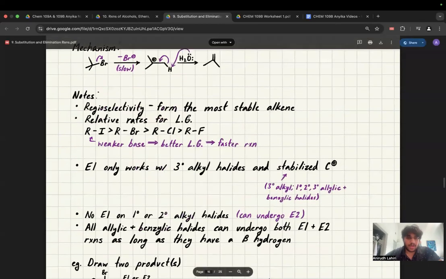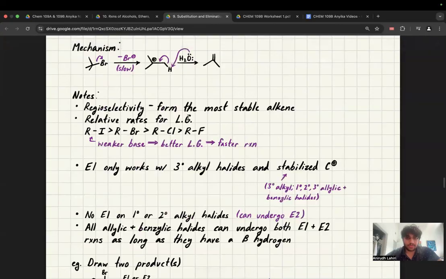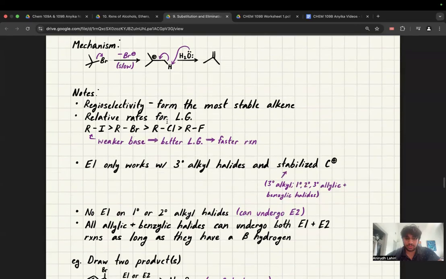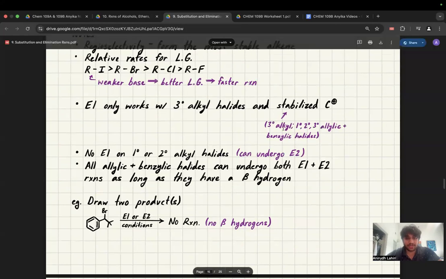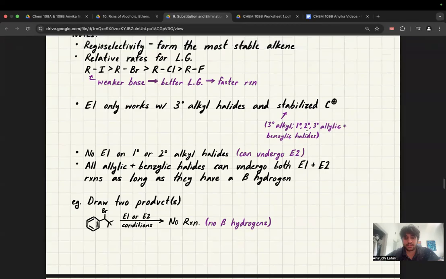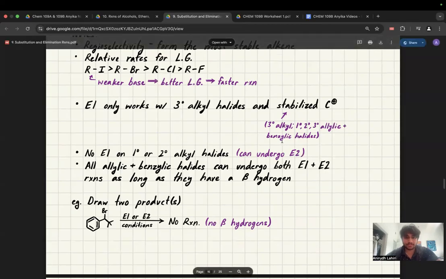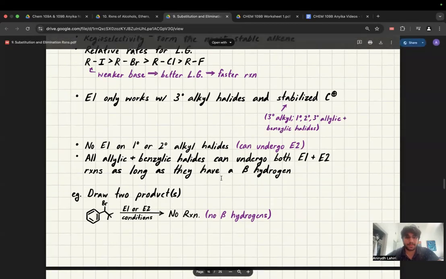Okay, this one is highly regioselective. It'll almost always form the most stable alkene. Relative rates of leaving group are exactly what you would expect. Elimination 1 only works with tertiary alkyl halides and stabilized carbocations. So we can have a tertiary alkyl, we can have a primary, secondary, tertiary, allylic, or benzylic. Again, resonance is always the exception.